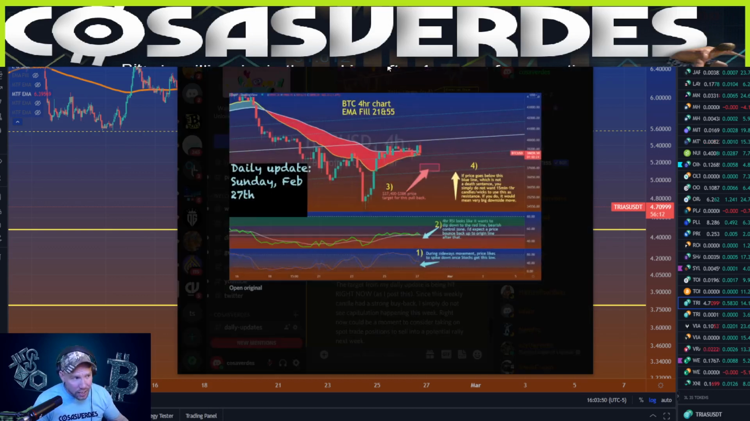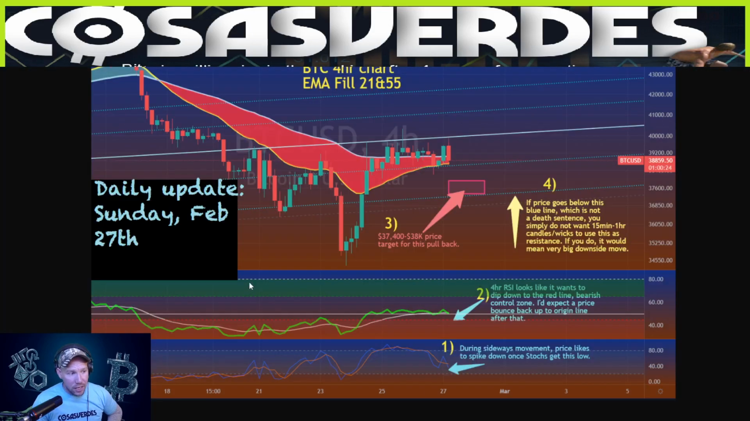But, just check out what I did for Sunday here. Check this out. Before the move down, you can see here, price was at the origin line, right? Price moved down to 37K, right? 37.1. I was predicting a pullback first down to that area, low $37,000, right? And that's exactly what happened.